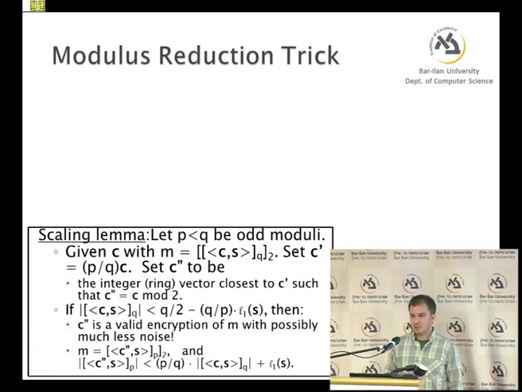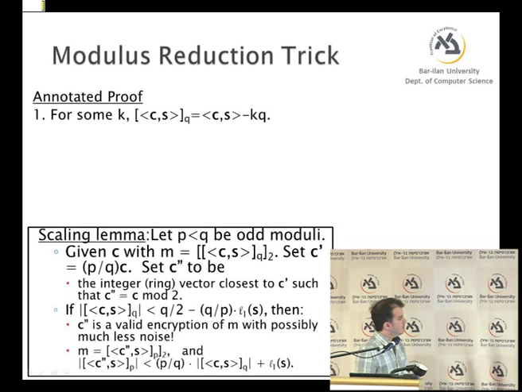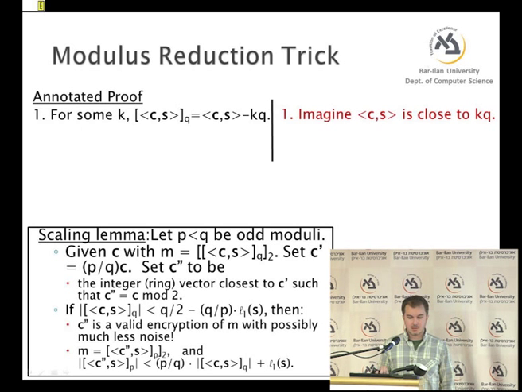Okay, so I'll actually give you the proof of this. Since it's not a crypto proof, this might actually be the hardest proof. This is basically manipulation of formulas. You have your initial ciphertext, and it has a dot product with the secret key that has small noise. The dot product is really close to a multiple of Q. So the noise is the dot product minus K times Q, some really small value.